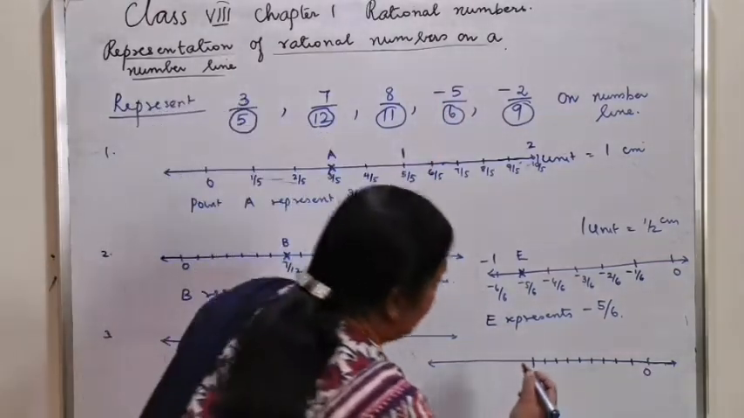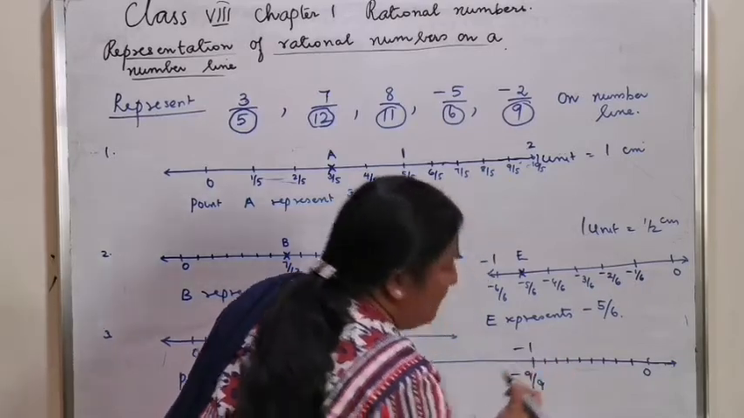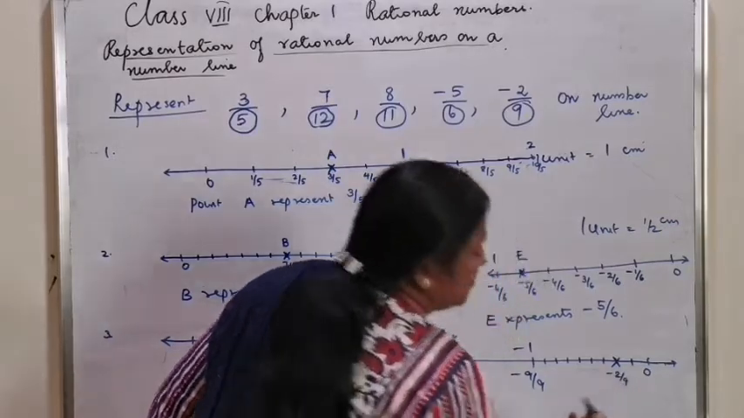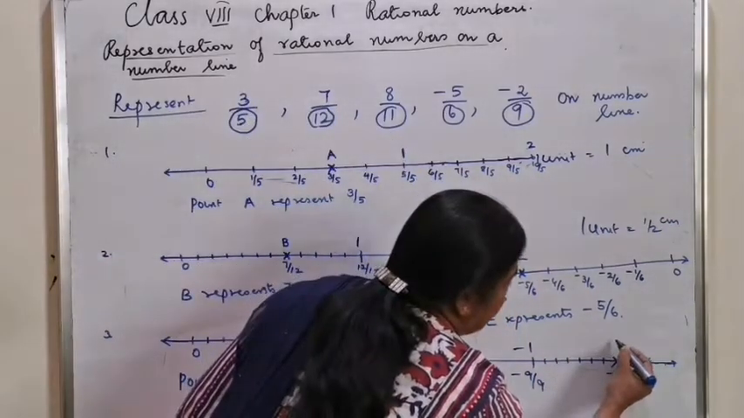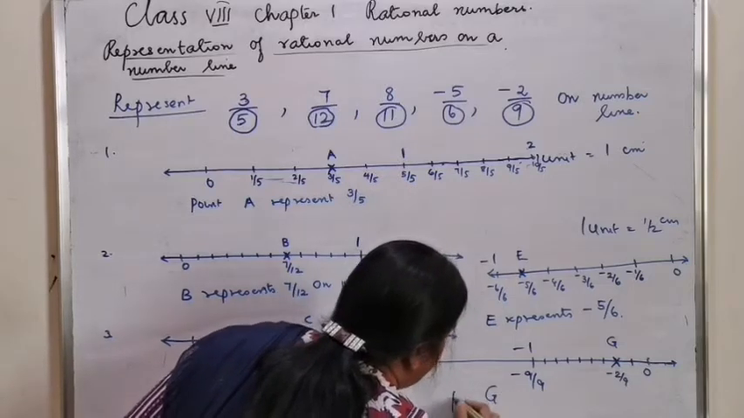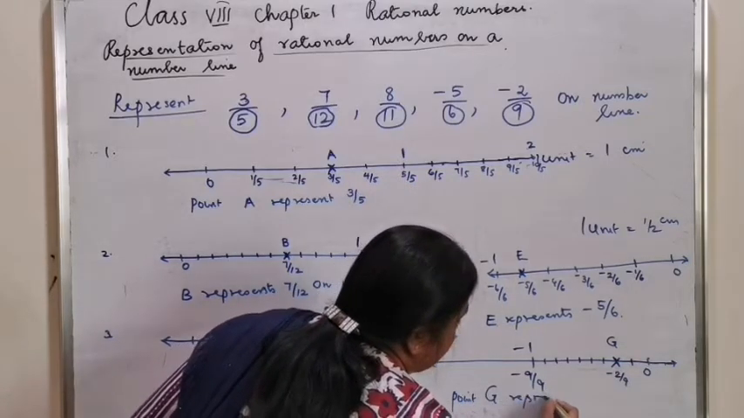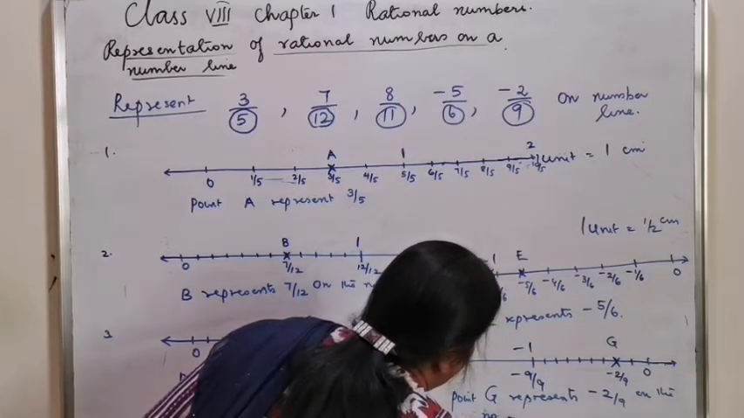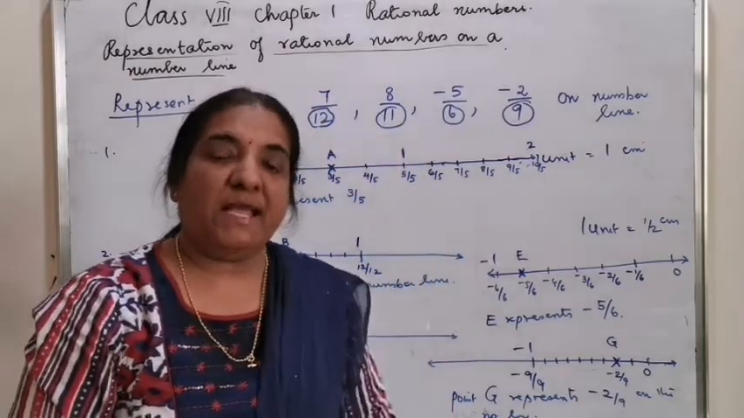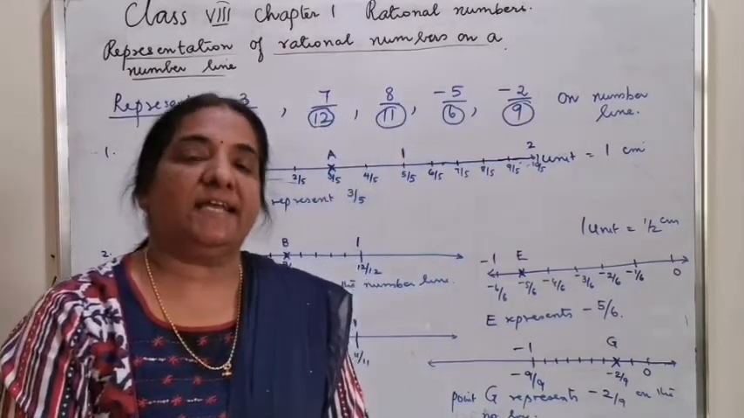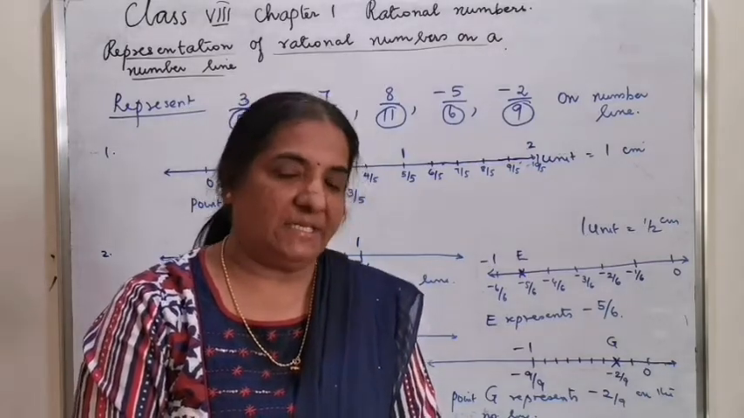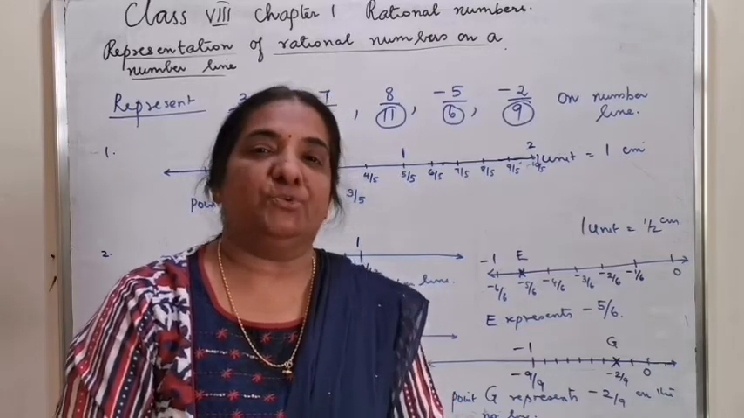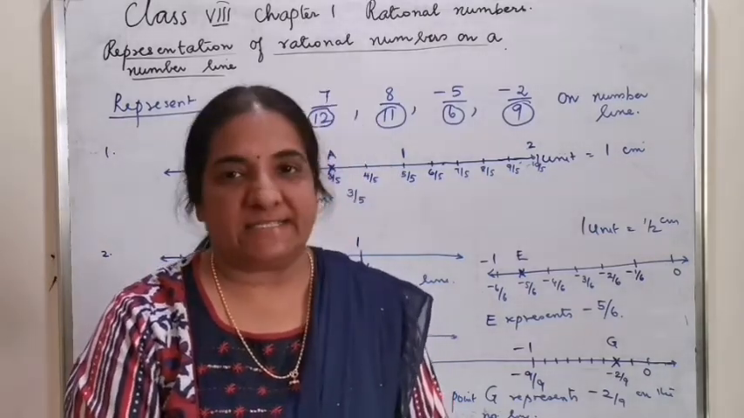Then only you can show that you have divided between 0 and 1 into equal parts. So here it is 9, or it is minus 9 by 9, minus 1, and the point minus 2 by 9. This represents minus 2 by 9. Give the naming as G. Point G represents minus 2 by 9 on the number line. I hope you understood. As per the denominator, take half centimeter or 1 centimeter. Start from 0 towards the right for positive numbers and towards the left for the negative rational numbers.